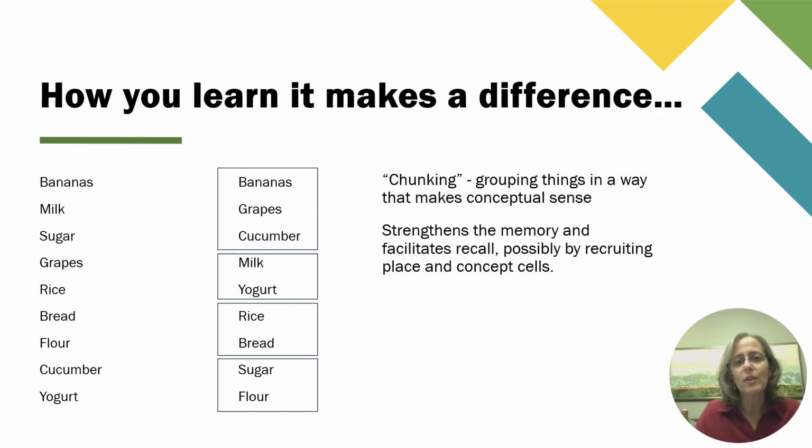So this talks about when you're in the process of learning, an encoding strategy is to do this chunking, grouping things together in ways that make conceptual sense. And we know that that strengthens your ability to form the memory, and it facilitates your ability to recall it or to retrieve that memory, possibly, as I mentioned, by recruiting these place cells and concept cells.